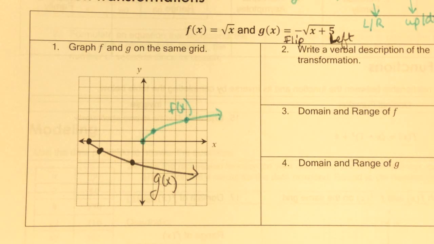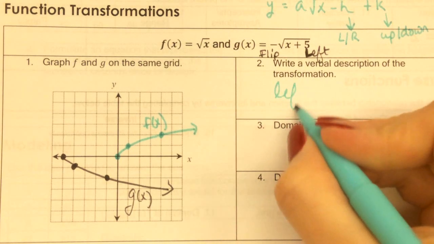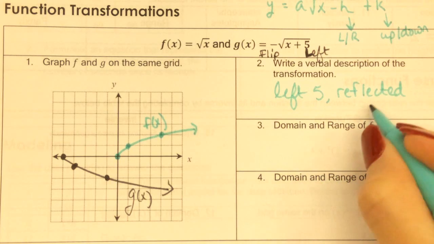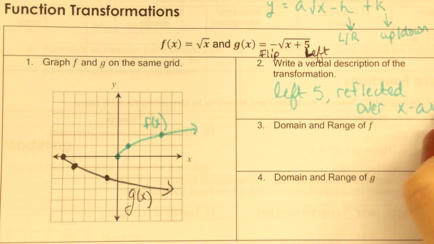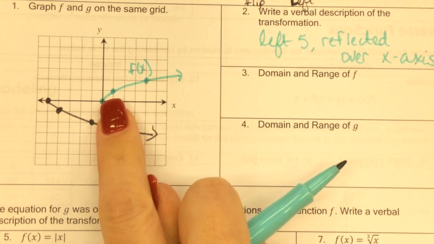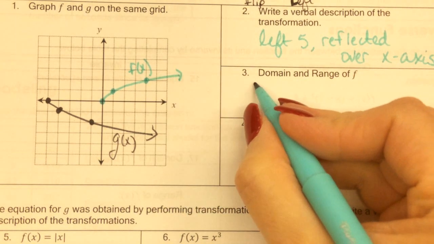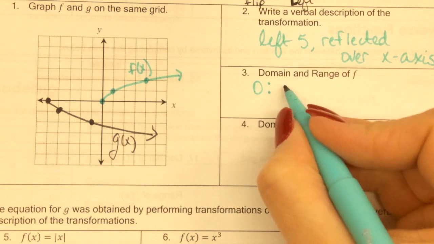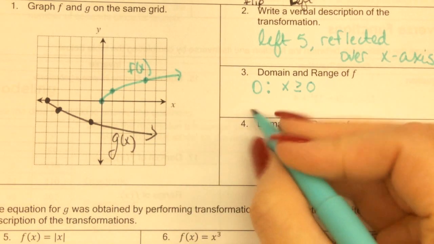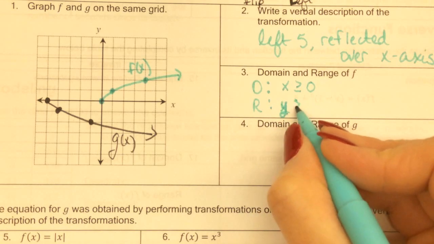Okay, so write a verbal description of the transformation. It went left 5 and reflected over the x-axis. For the domain and the range, let's concentrate on this green one here. Remember, you can't take the square root of a negative, so the domain is 0 to infinity, or you could say x is greater than or equal to 0. The range is also greater than or equal to 0. Or, sorry, y, since we're talking about the range.